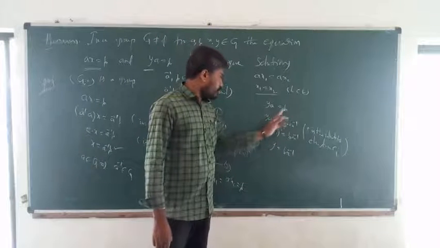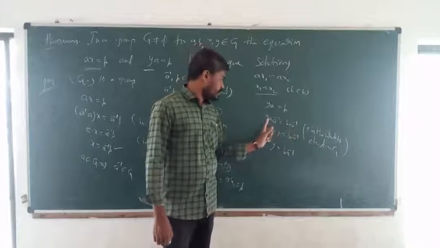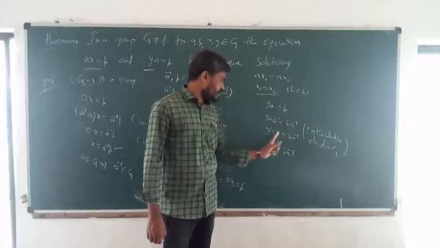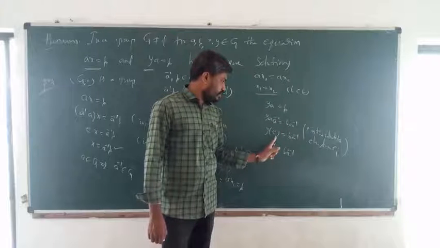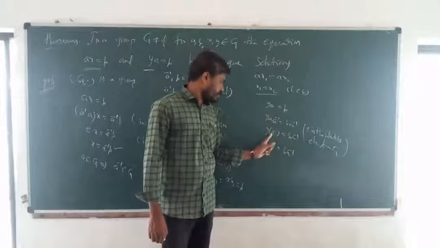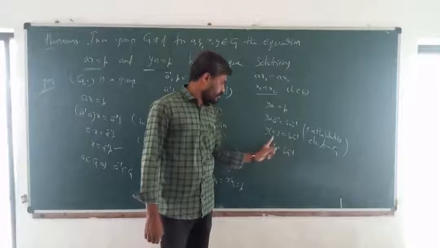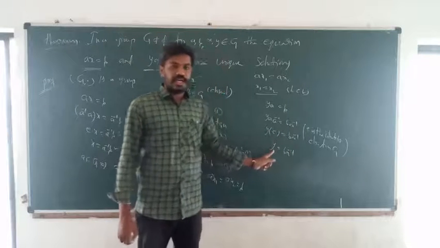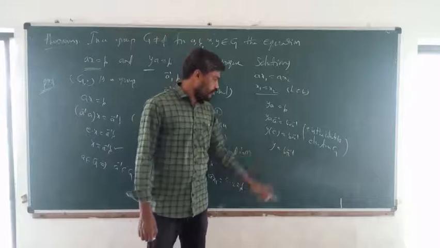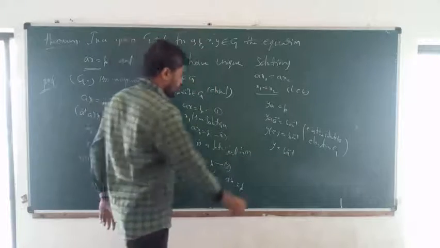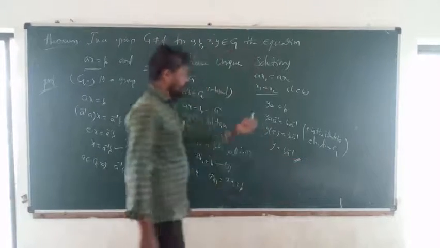Multiply both sides by a inverse. y a a inverse equal to b a inverse. a a inverse equal to e is the inverse property. Next y e equal to b a inverse. y e equal to y, this is the identity property. What is the y value? y equal to b a inverse. This is the solution of this equation.